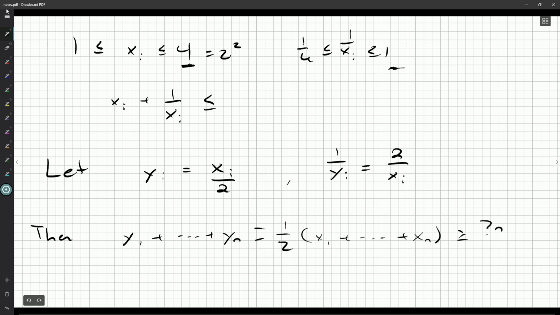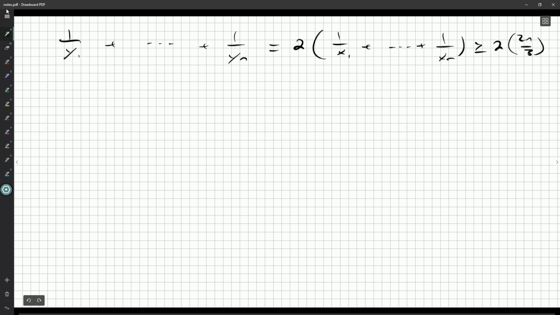But that's at most 7n over 3. And so we multiply that by a half, or sorry, at least 7n over 3. So that'd be 7n over 6. So the sum of the y's would be 7n over 6. But then the reciprocals of the y's would have to be twice the reciprocals of the x's. That'd be twice 2n over 3, and so that'd be 4n over 3.